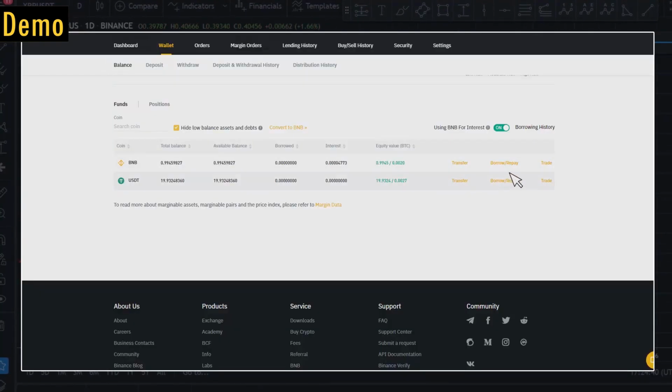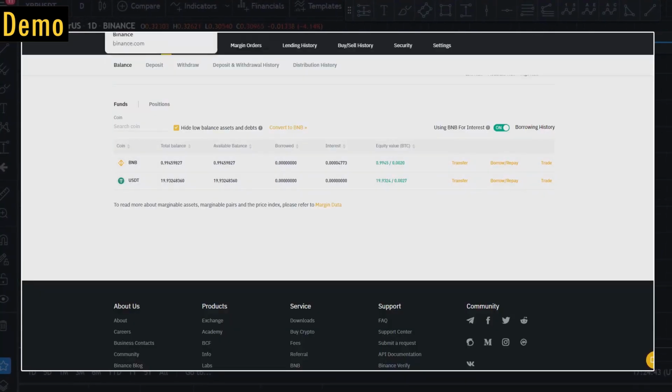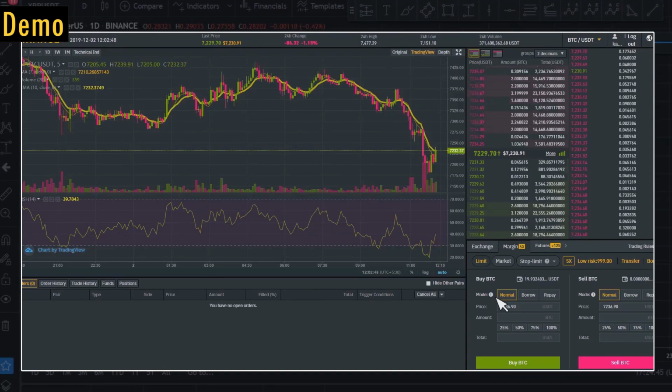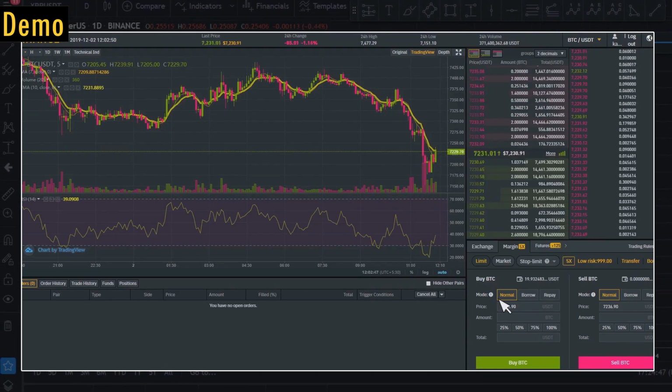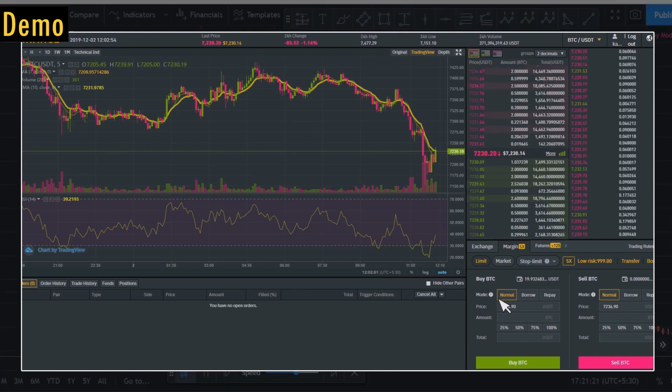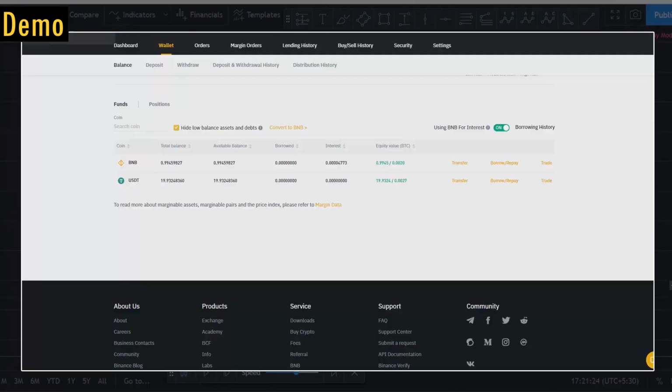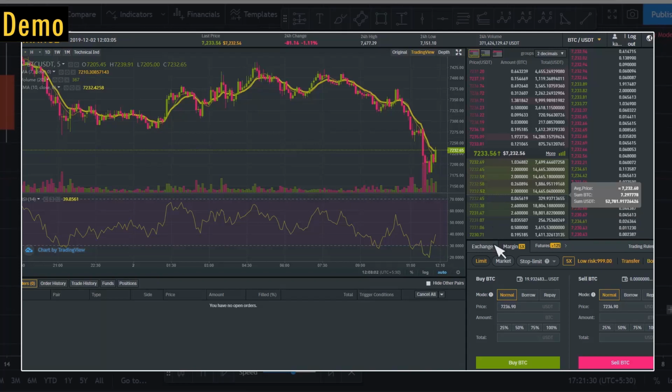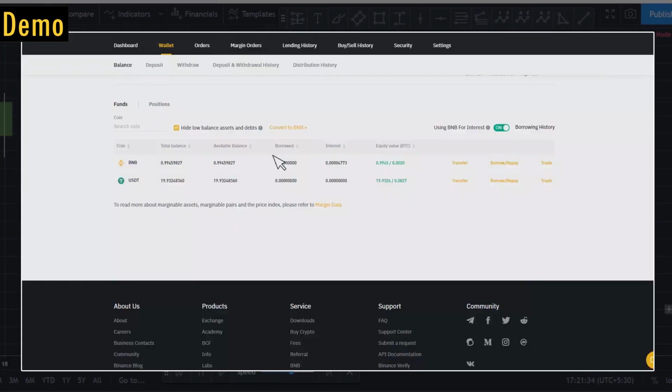But if it's really confusing to do a borrow and repay from this tab, you can also do it from here. Okay, but what I've noticed with this is it doesn't really tell you what's happening with your funds, and sometimes you might end up with errors. So that is the reason I prefer to do it over here, because from here I can clearly know what's happening with each fund. Okay, but the choice is yours. So you can either use these options here or do it from here.